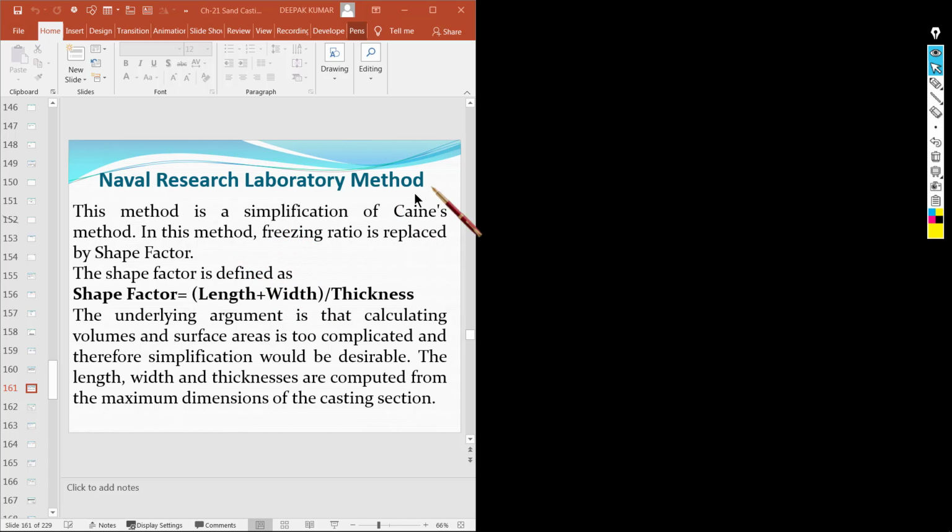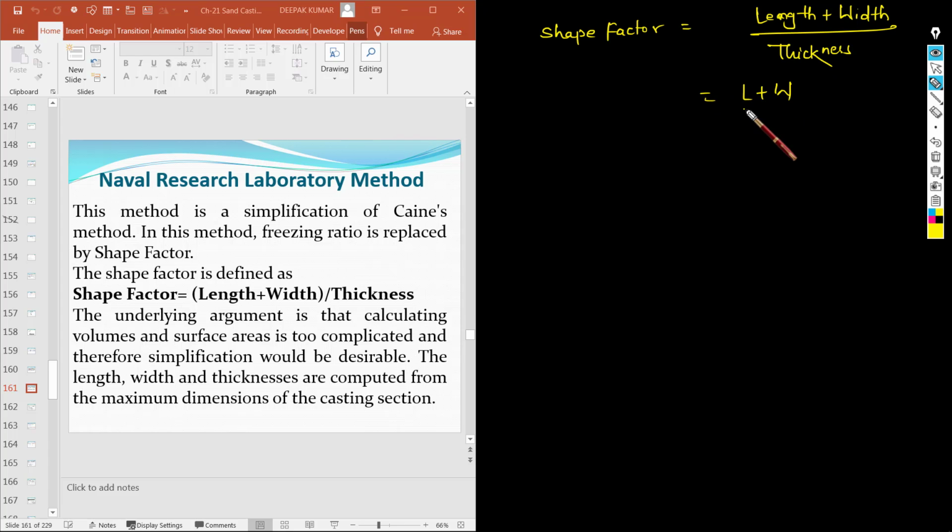So here what we are doing, freezing ratio is replaced by shape factor. So we need to define shape factor. Shape factor for any shape is equal to length plus width divided by thickness, or just L plus W divided by T.